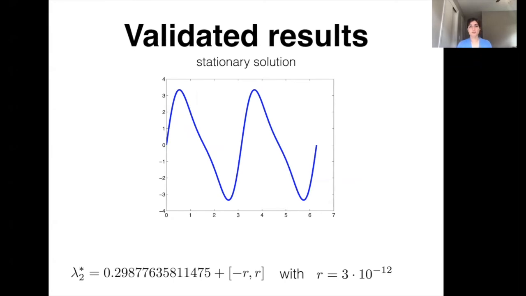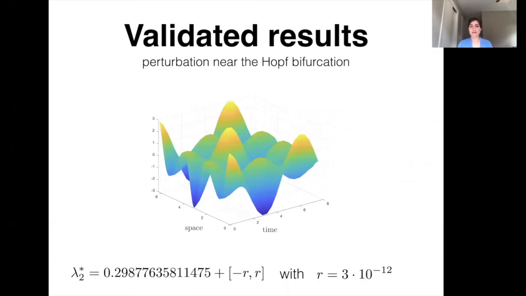So let's go to our validated results. These are the validated results as close as possible to the Hopf bifurcation in the Kuramoto-Sivashinsky equation. We have here plotted the stationary solution. We can bound where the Hopf bifurcation is happening with an accuracy of 3 times 10 to the minus 12. So I'm quite happy with that. And we can also look at the shape of the perturbation near the Hopf bifurcation with the same bound on how precise our approximation of the perturbation is.